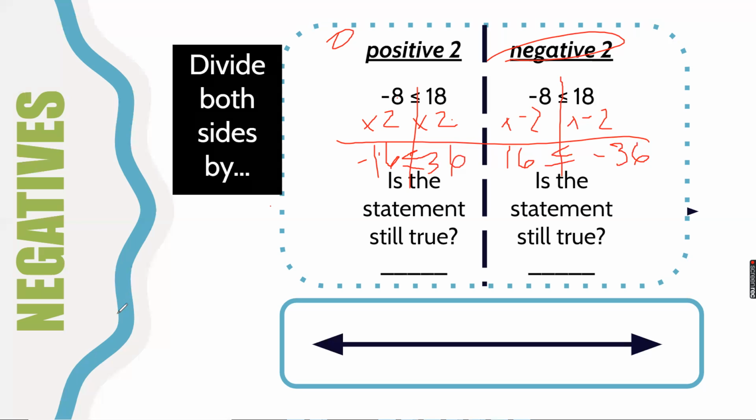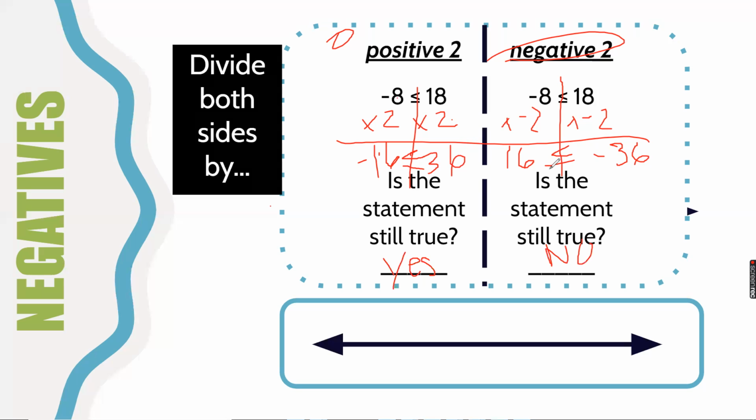So now we're asking ourselves, is the statement still true? So on the left side, we have negative 16 is less than or equal to 36. Well, 36 is positive, negative 16 is obviously negative, and so a negative is always going to be smaller than a positive. So that one is still true. Let's look at the negative one on the right. 16 is less than or equal to negative 36. That is not true anymore.